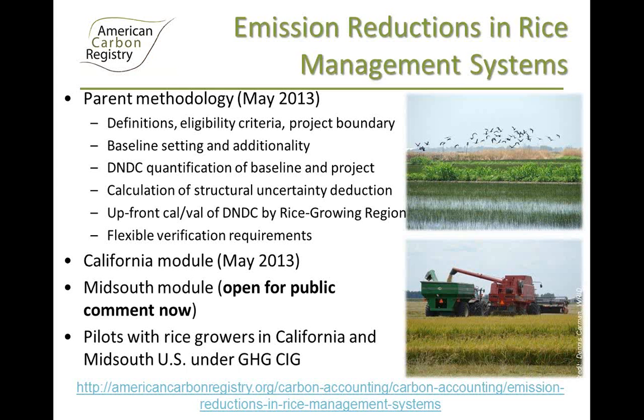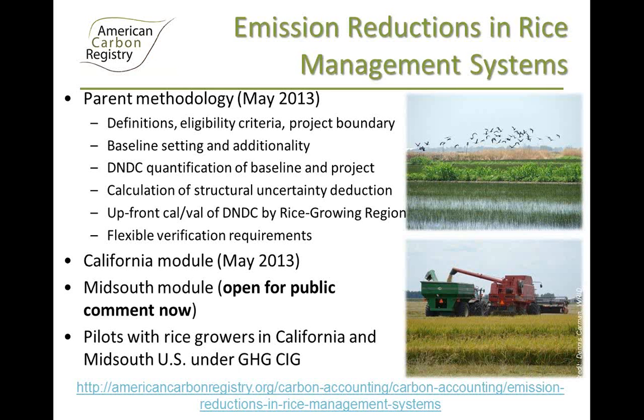It lays out the quantification using the DNDC model and the uncertainty associated with DNDC, how that's deducted so that the crediting remains conservative. And then it includes calibration and validation of DNDC and some rules on verification to provide flexibility. So that was approved in May 2013. Also approved in May 2013 was a module for the rice growing region in California.